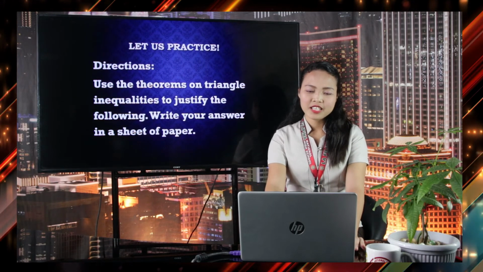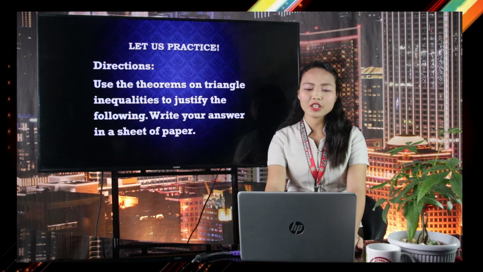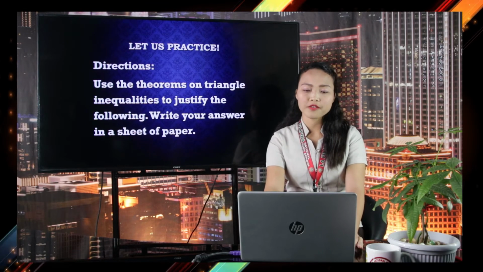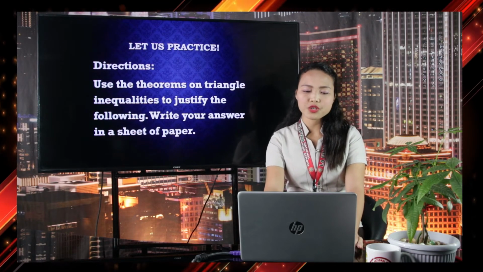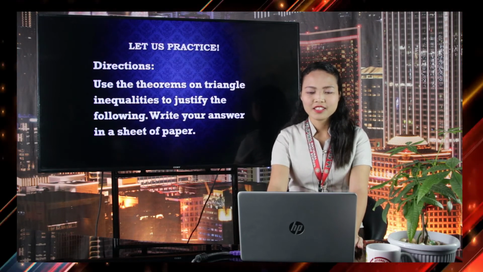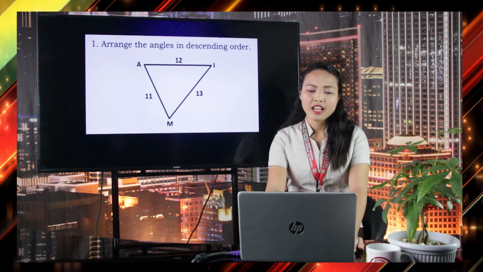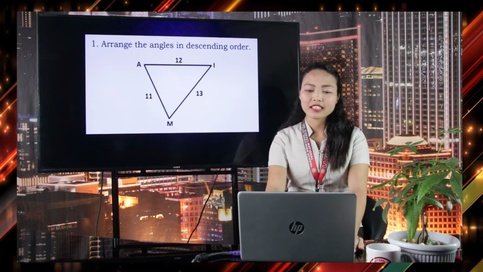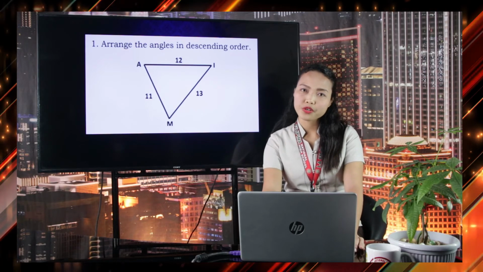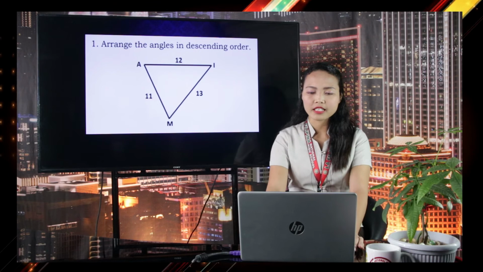This time, let us practice. Directions: Use the theorems on triangle inequalities to justify the following. Write your answer in a sheet of paper. Okay, ready? So we have number 1. Arrange the angles in descending order. Okay, again, arrange the angles in descending order.